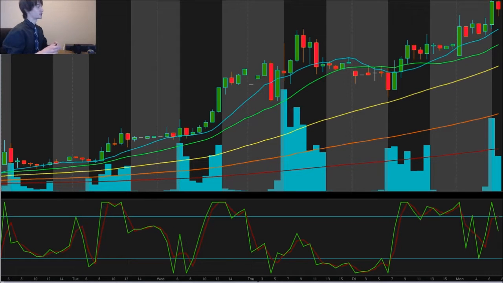Welcome to another technical analysis tutorial. This time we're talking about the relative strength index, also known as the RSI.